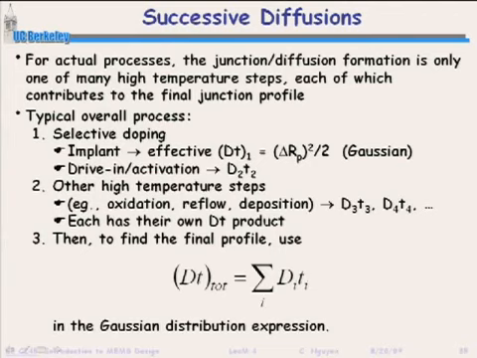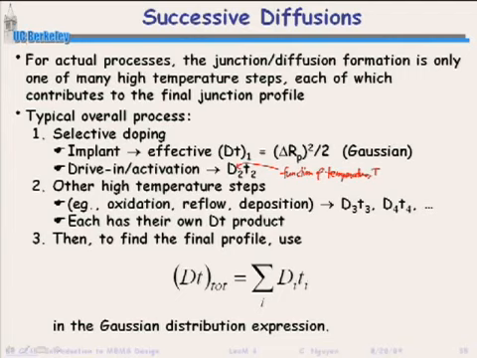Right? This is a function of temperature, T. Okay? So that's where temperature comes into this. That comes in the diffusion coefficient. And then t is time. Okay? And then you have all sorts of other high temperature steps. So suppose in the beginning of your process you did an implantation. Then you did a drive-in. Okay, that's DT1, that's DT2.